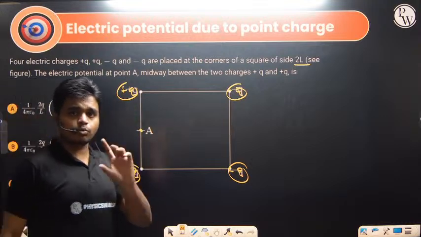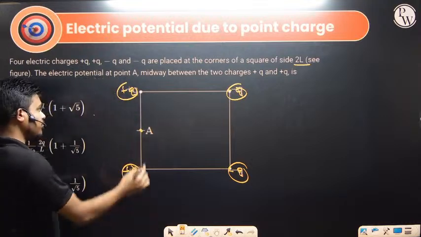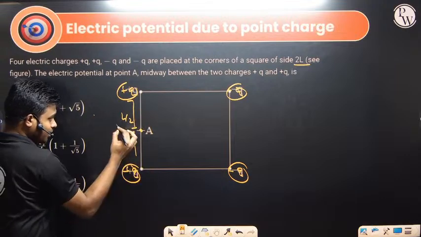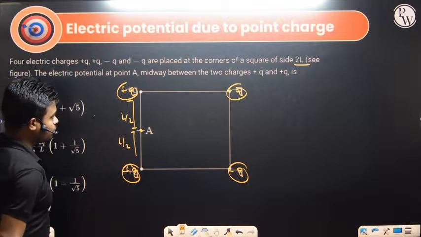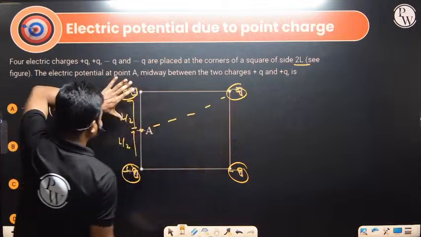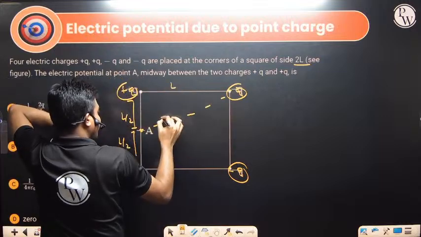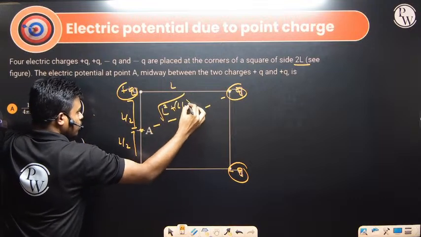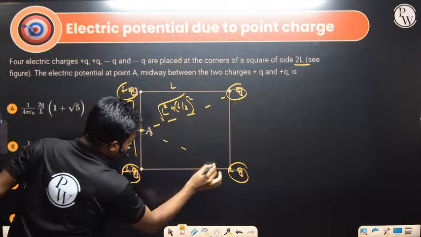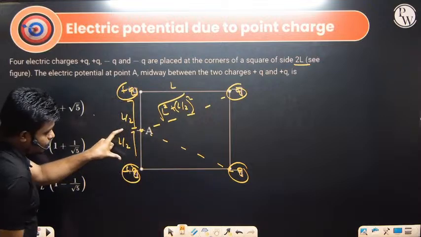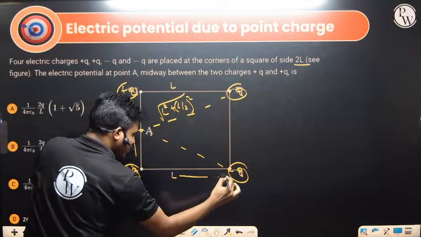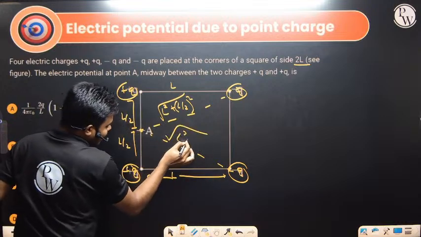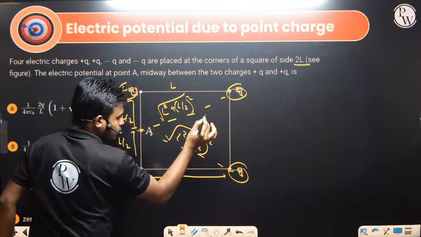So electric potential at point A will depend on all the charges. Whatever this distance is, it will be L by 2, because total is L. This one is L by 2 and this one is L. So this will be under root L square plus L by 2 whole square. And this one is also L by 2 and L. Using the Pythagoras theorem, this will be under root L square plus L by 2 whole square.